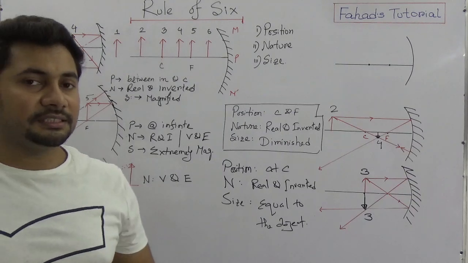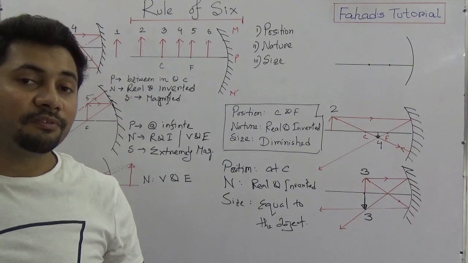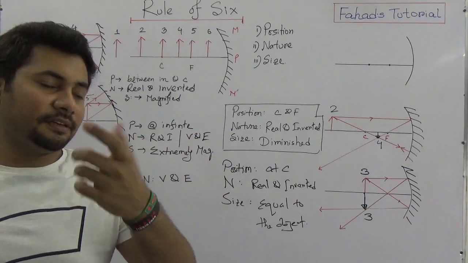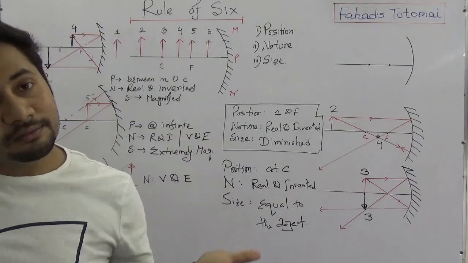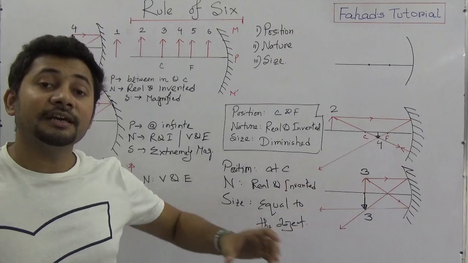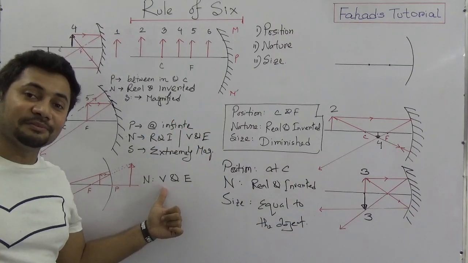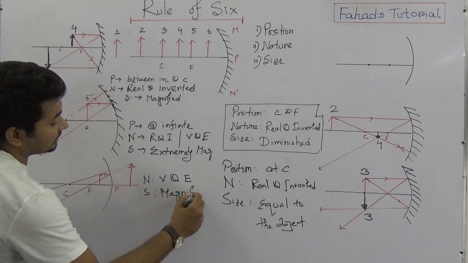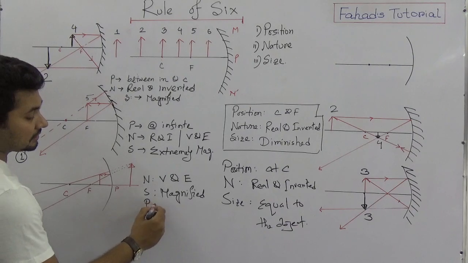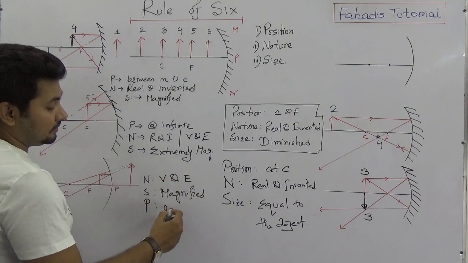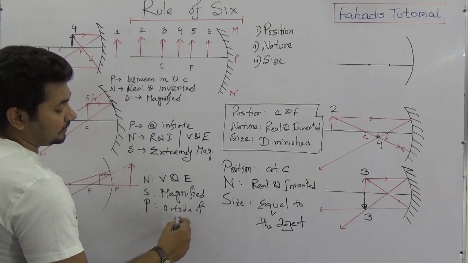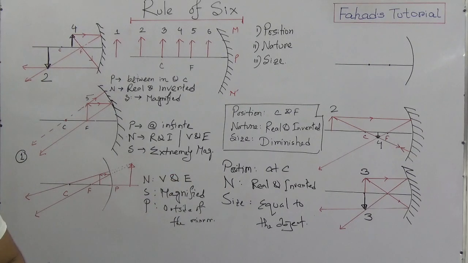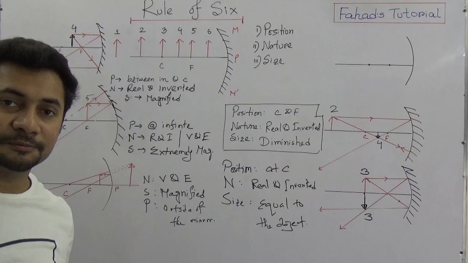So if the question is what type of image will be formed in a concave mirror, the answer is both virtual and real. So a real image will definitely be formed in a concave mirror, and also a virtual image will be formed. And now the size is magnified, not extremely magnified. So the position is outside of the mirror. So now you have all the explanations in the 5 cases.